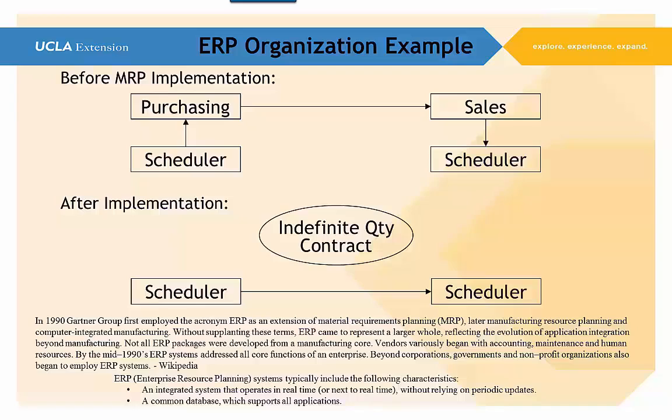So they came up with the concept of what they called an indefinite quantity contract. And basically that comes up with general terms and conditions and prices and quantities on all the different things that one company may want to buy from another company. But it does not have a limit on the quantities, either in a maximum or a minimum. The beauty of this was that once this contract is put in place, you don't have to go through the chain of purchasing to sales to a scheduler and back and forth and all that.